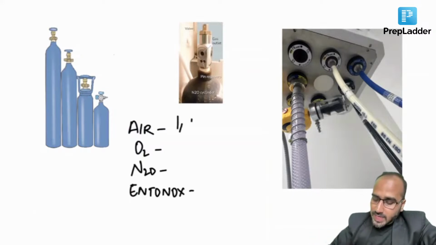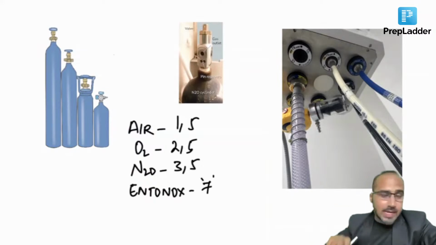For air, it is 1 and 5. For oxygen, it is 2 and 5. For nitrous, it is 3 and 5. And for Entonox, it is 7. Again, in the previous lecture, I have explained what the pin index system is and how to remember it.